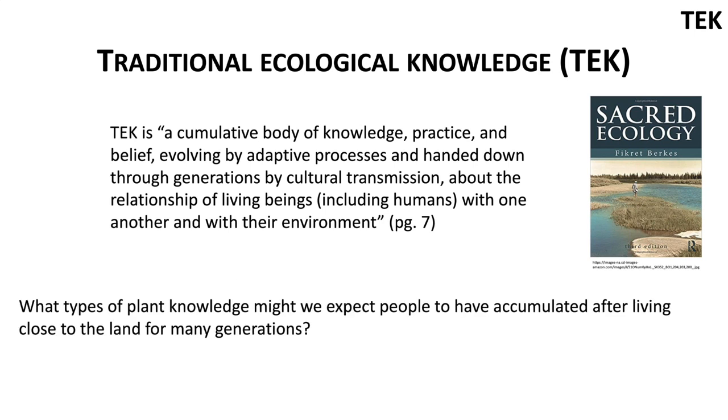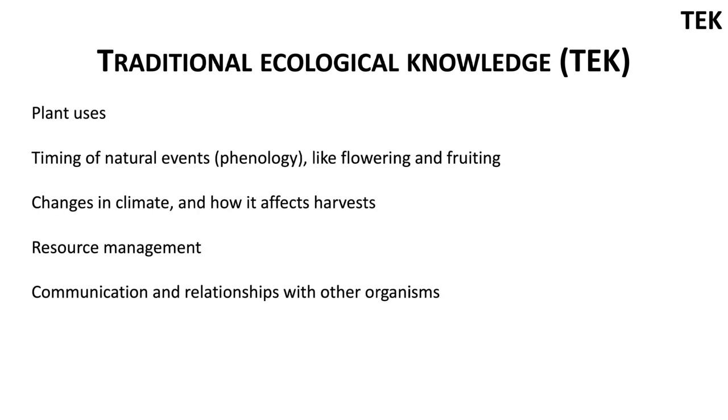Since this is a very broad definition, let's think about some examples as it relates to plants. What types of plant knowledge might we expect people to have accumulated after living close to the land for many generations? These might include plant uses, knowledge about timing of natural events or phenology, like flowering and fruiting times, knowledge about changes in climate and how it affects harvests, resource management, and communication and relationships with other organisms.